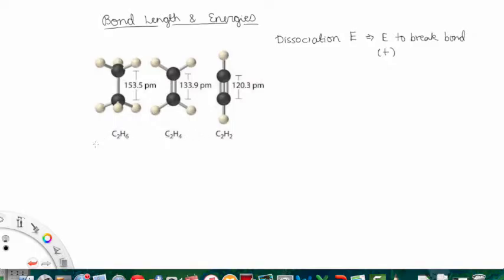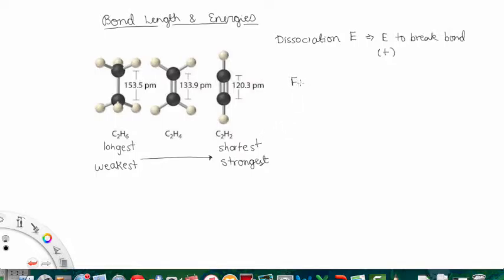As you can see, we have the longest bond being 153 picometers, and we have the shortest bond with a triple bond. On the other hand, the single bond is the weakest bond, and the triple bond is the strongest bond. So we go from the longest and the weakest to the shortest and the strongest. This is a very important relationship, so let's go over it in a little more detail.